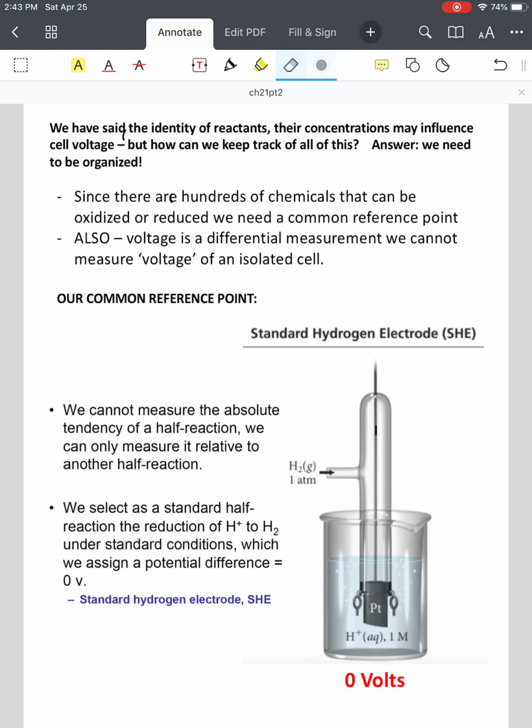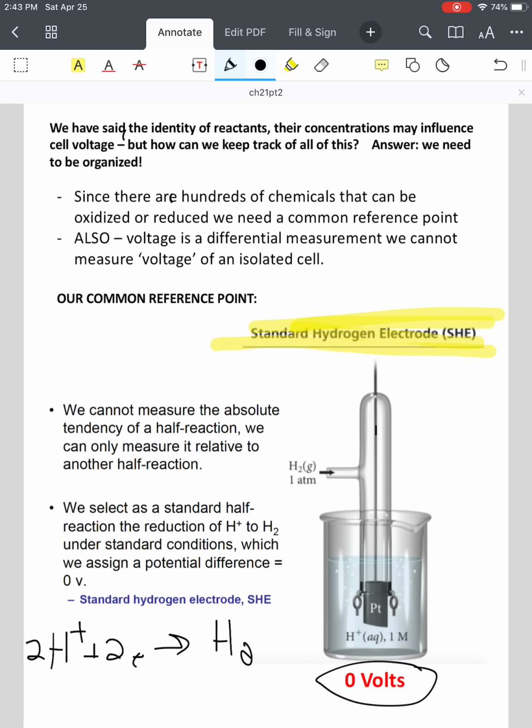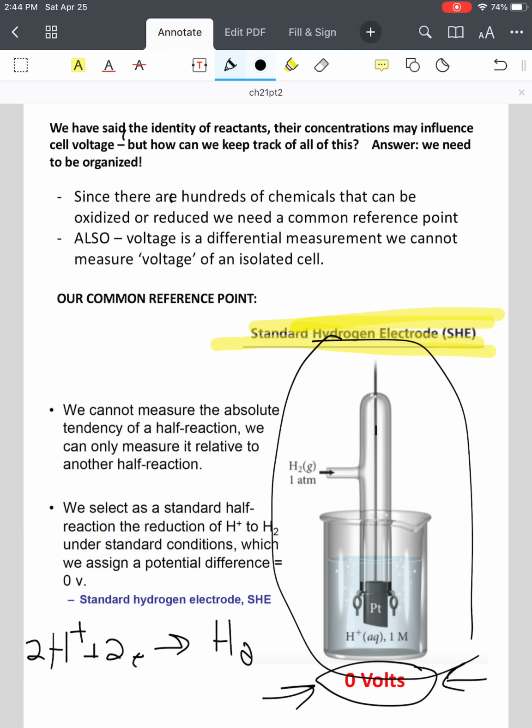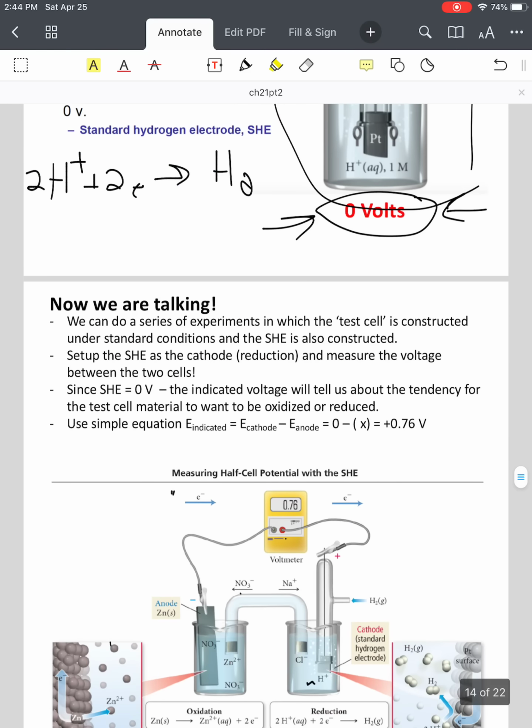And we said that we're going to be able to do this if we choose a common reference point that's known as our standard hydrogen electrode, SHE. And by convention, the reduction of H plus to H2 gas is assigned a reduction potential of 0 volts. We talked about how to build one of these hydrogen electrodes if we really wanted to do that, what it would be constructed from. But the key idea here is that this is our common reference point for making measurements in electrochemistry, and it's assigned a reduction potential of 0 volts, okay?